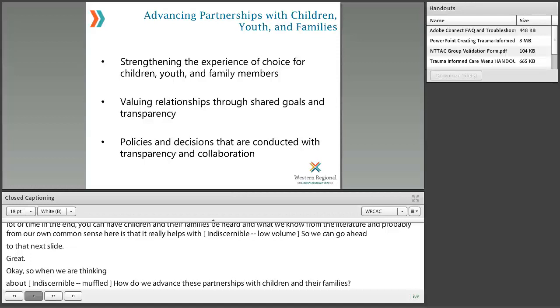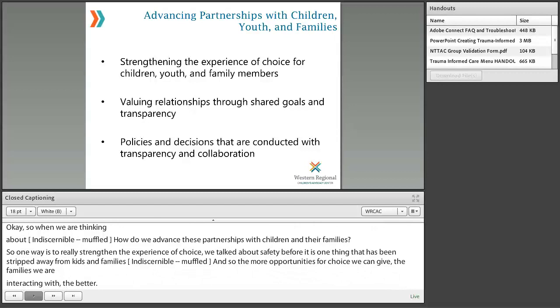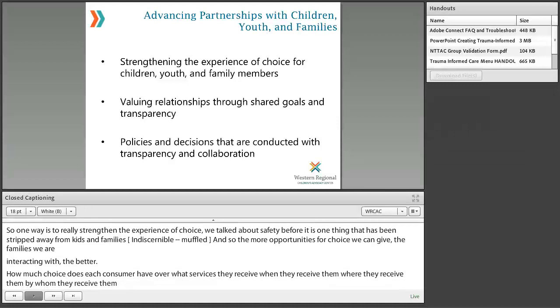So how much choice does each consumer have over what services they receive, when they receive them, where they receive them, by whom they receive them? A lot of those things maybe we can't alter. Some of them maybe we can, so that's interesting to think about. But what are those other small choices that can make a difference? Things like, how would you like to be contacted? When would you like to be contacted? Where would you like to sit? Do you prefer to write answers or talk out loud? All of these little choice points, the more often we can give children and families these choice points, the more control we can give back.